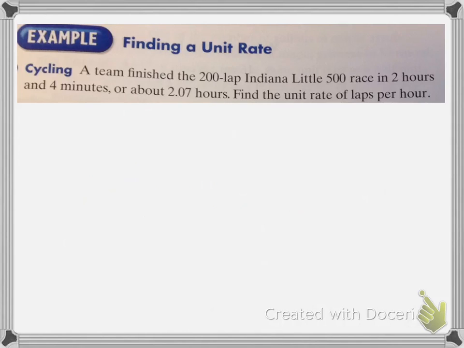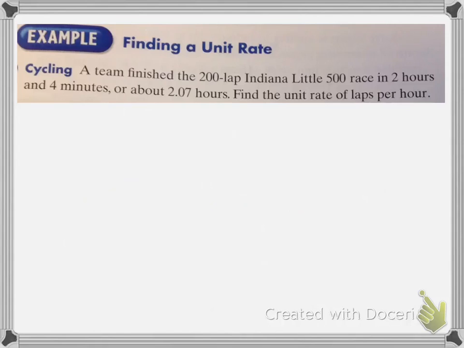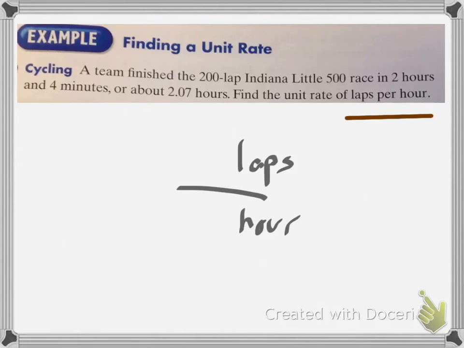Let's do another example. Oh look, this one's actually telling us to find the unit rate. So let's do that. Cycling. A team finished the 200-lap Indiana Little 500 race in 2 hours and 4 minutes, or about 2.07 hours. Find the unit rate of laps per hour. Well, we want to know how many laps per hour, because that's what this says. So I'm going to go ahead and set up a ratio. Laps per hour.